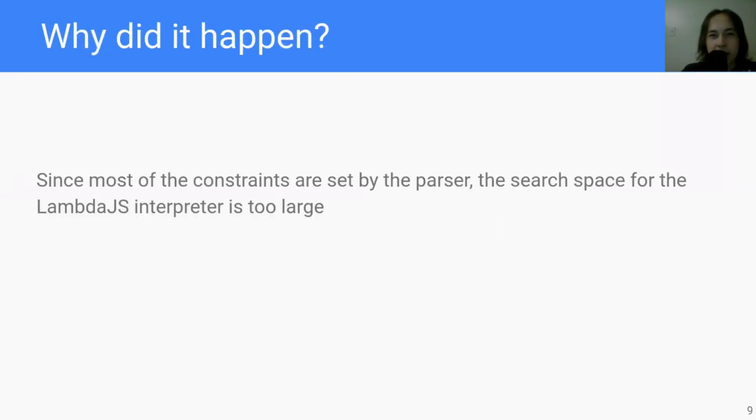Why did it happen? Since most of the constraints are set by the parser, the search space for a LambdaJS interpreter is too large. The verbosity of LambdaJS is actually making it harder to synthesize LambdaJS programs. With every level of nested code, the search space grows, and since actual JavaScript relies much less on nesting, it is actually easier to synthesize JavaScript programs.